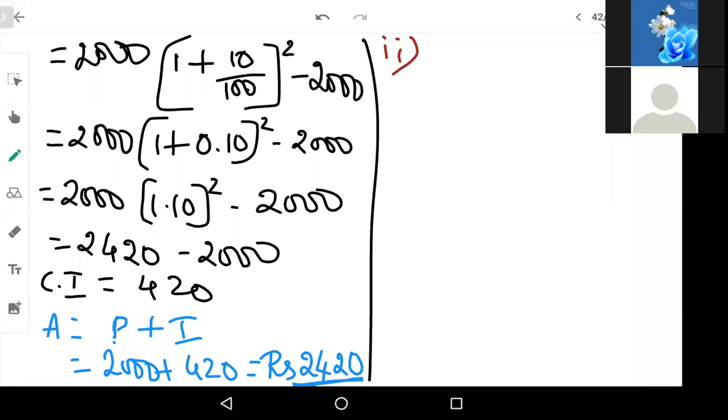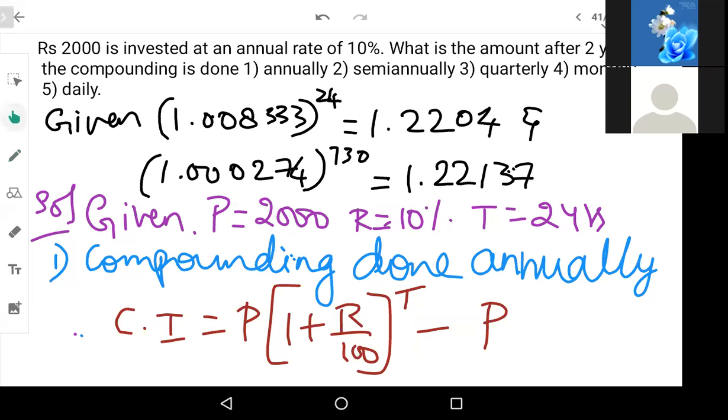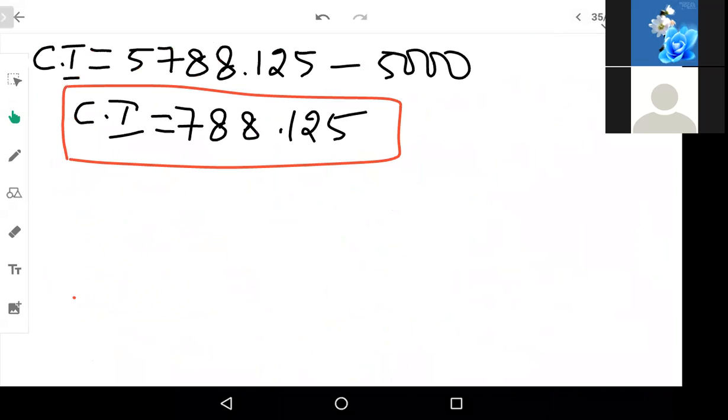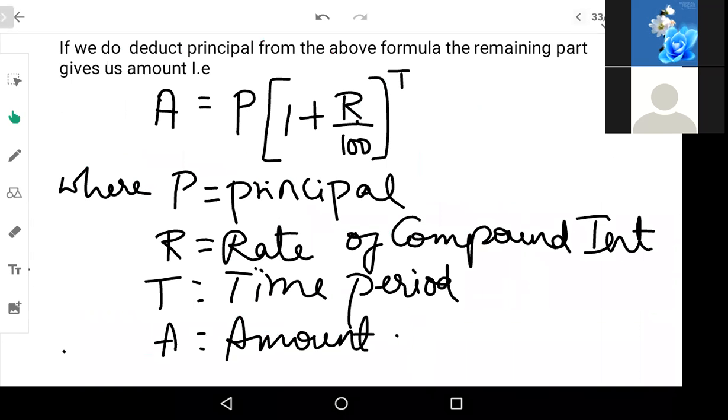Okay. Now the second question is, what is the amount if it is compounded semi-annually? Semi-annually means half a year. Now one more thing you can do here is, instead of taking the full formula, we have understood there is a formula for amount directly, right? It is the same formula without minus P. So we'll use this formula to solve the problems for this question, since they have asked us the amount.